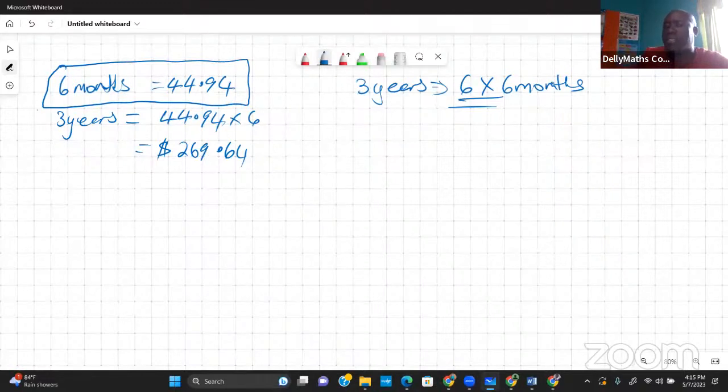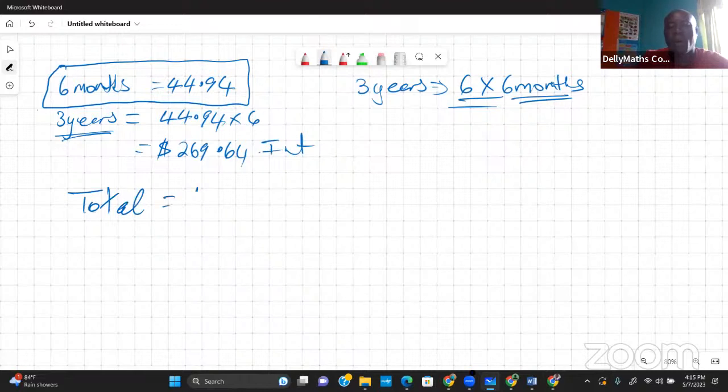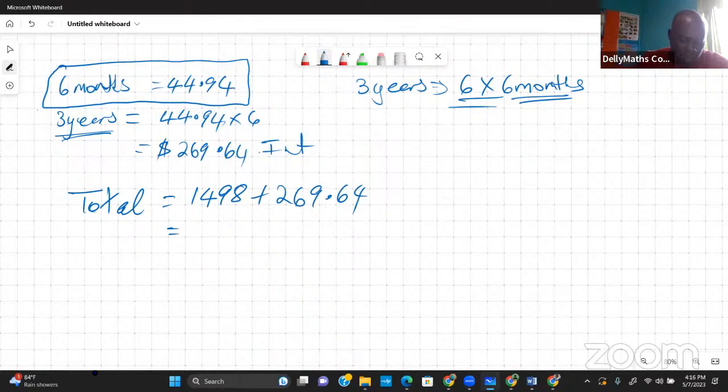So if you understand that this is for 6 months, you'll get the same thing for another 6 months. And if you have it for 10 years, every 6 months is the same amount. So I was able to convert that, understanding how many 6 months I could get out of 3 years, and then see the interest coming back. If this is my interest for that time, then the total would have been 1,498 plus 269.64. And we're still going to end up getting that same money that we got before.